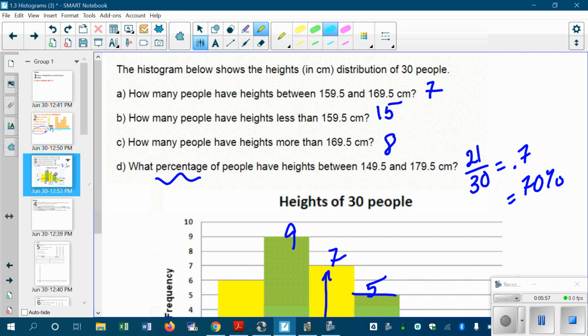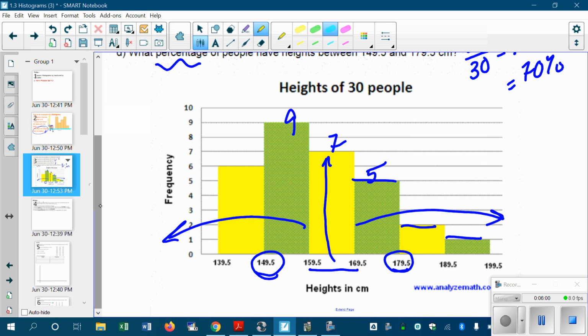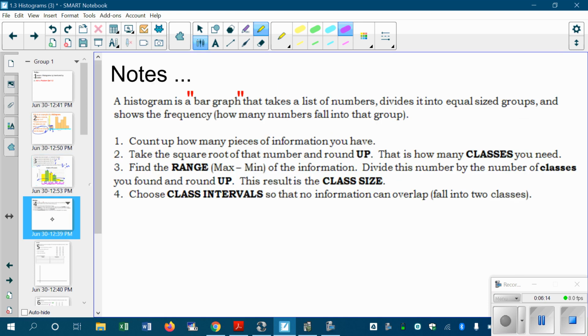So what I mean by a class, it's like how many intervals you have. So in this particular graph, we have 1, 2, 3, 4, 5, 6. We have 6 classes or 6 spaces from which the bars go up, okay? So how many chunks you're going to have.